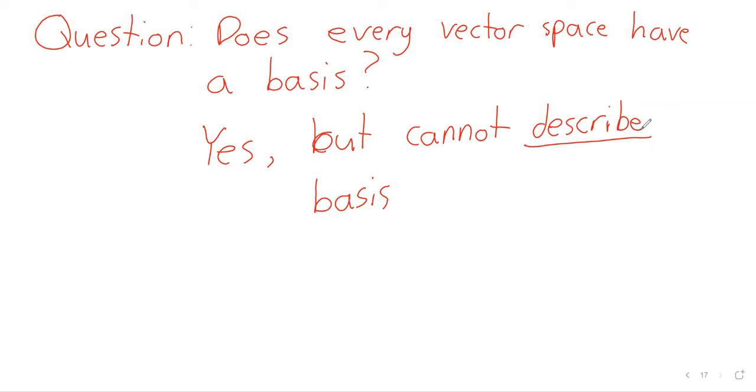Very funny. Never let anybody tell you that math is a universal language. But this is the side that won, basically. So we would say that every vector space has a basis, even if we can't describe it or say anything about it. So that's the end of this section.